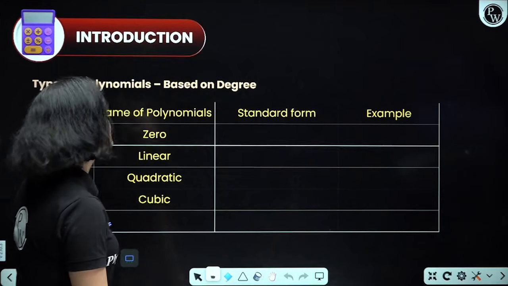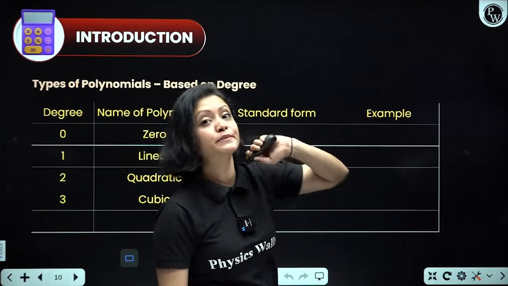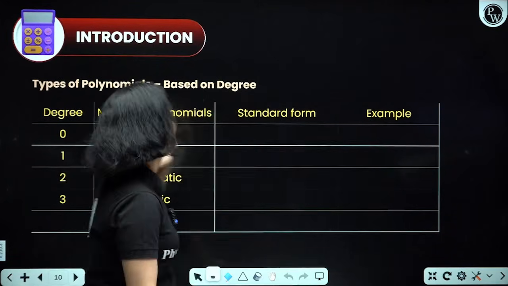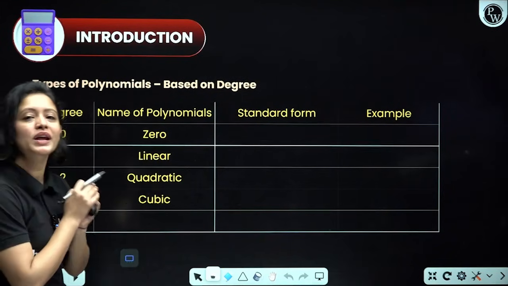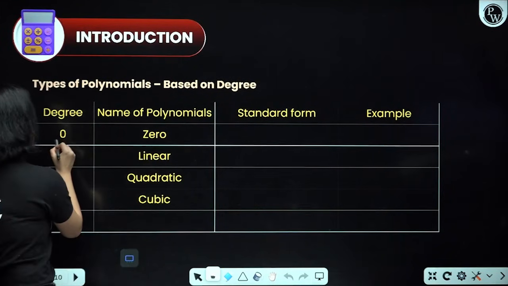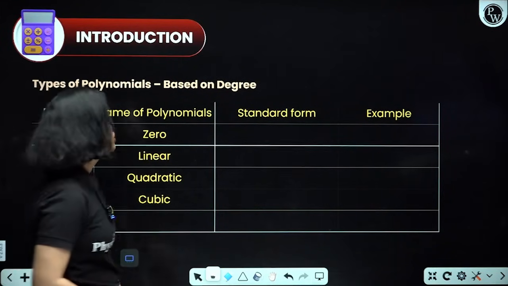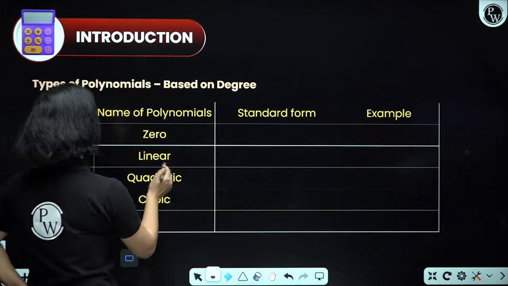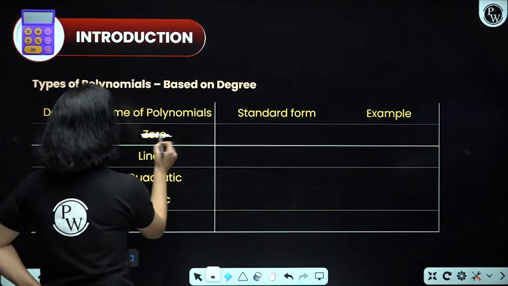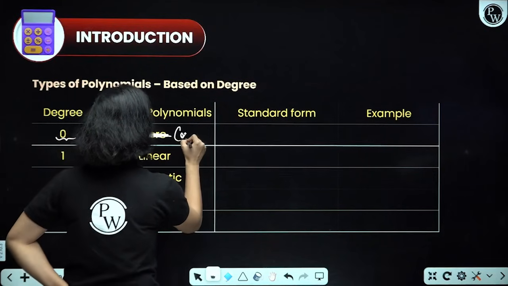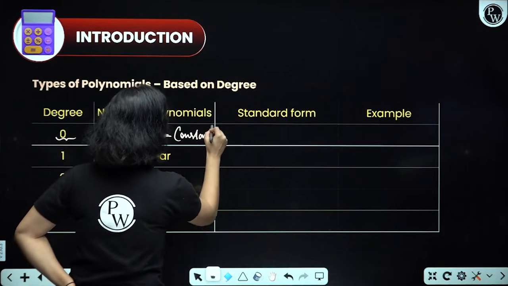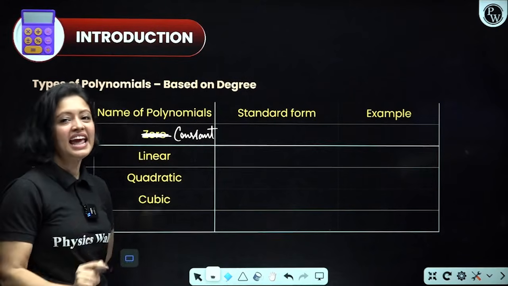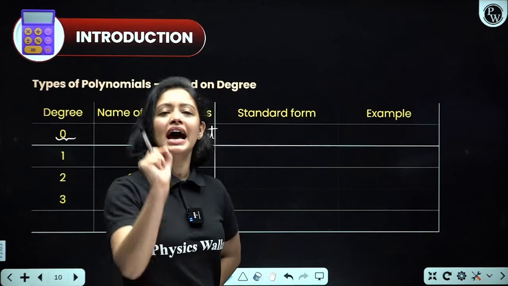With that, let's move on and discuss types of polynomials based on degree. Okay, let's start. First of all, we'll be talking about degree 0. If the degree is 0, then the name of the polynomial is not 0, it is constant, everyone. Sorry for this mistake, it's constant. Basically, every constant polynomial has degree 0.